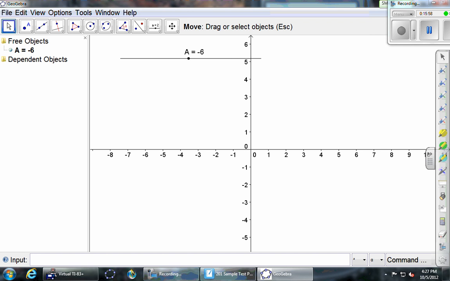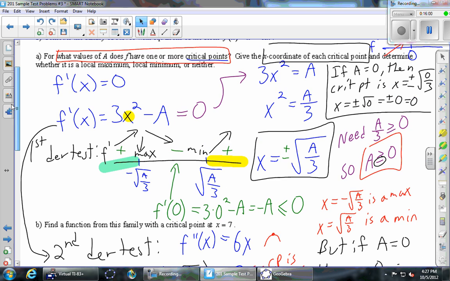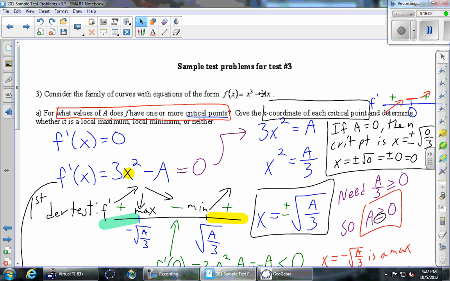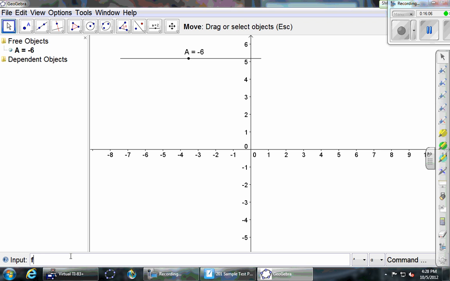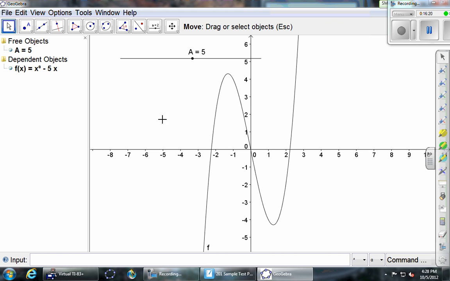And then down here, we just type in our function. So our function is way up there at the top, x cubed minus a times x. So down here, f of x equals x to the third minus a times x. I think you need that times symbol. And we hit enter, and we get that. I don't really know what's going on there. Let's see if we can. Okay, that looks more reasonable. That looks like a good-looking cubic to me.